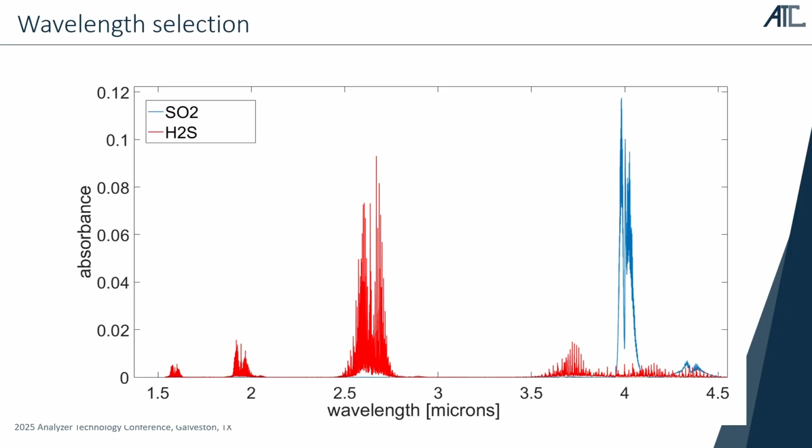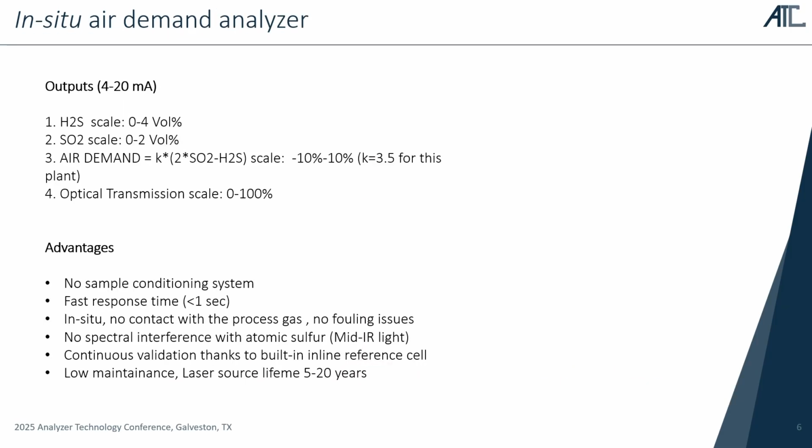Having that chosen, we are able to provide the following outputs. H2S 0 to 4%, SO2 0 to 2%. Then we have a separate air demand output, which is just a formula shown here, with a scaling factor, which can also be chosen. In our case, it was 3.5. And last but not least, you have optical transmission, so you can control, say, if there is fouling on the windows or if something has happened with the laser, so you control the transmission through the process. In fact, we give you 2 transmissions, one for the first laser and one for the second. And this is all you need to really maintain this analyzer in the field.